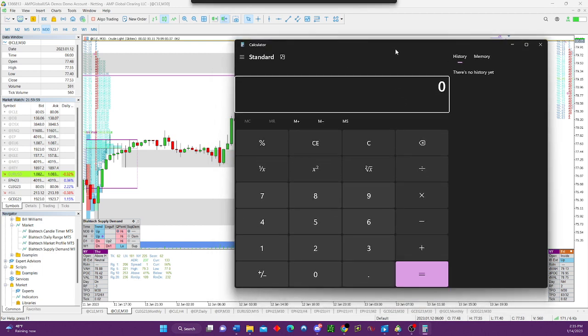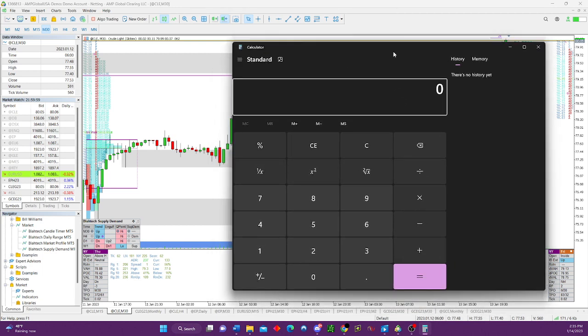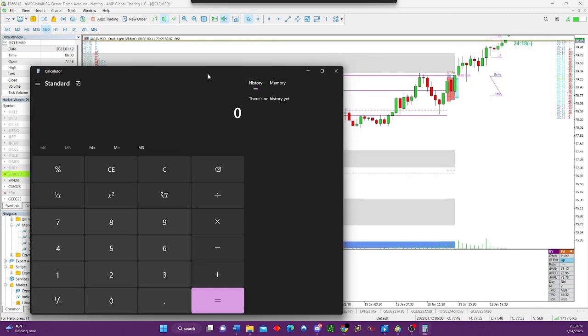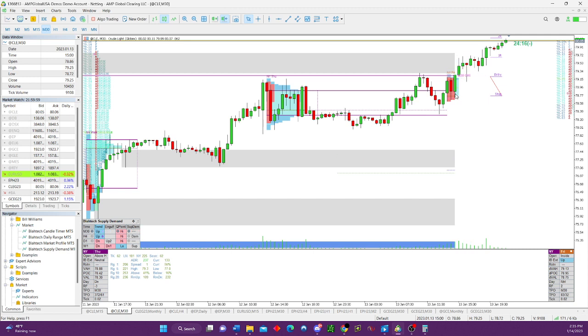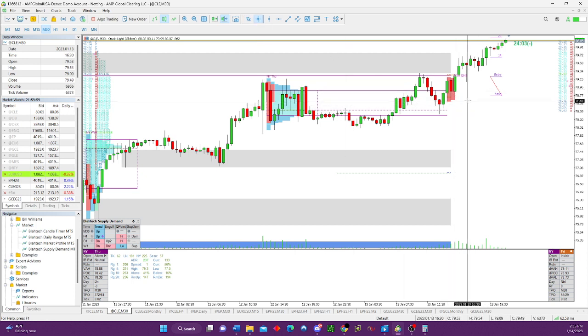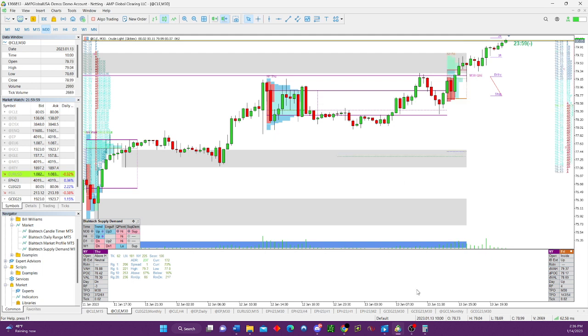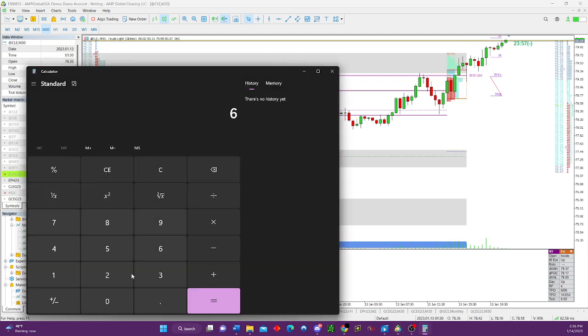So anything under 2/3 of ADR is considered a small initial balance. During this candle, ADR was at 56%. We were at 57 ticks for the day, and I had said the initial balance is 60 ticks.